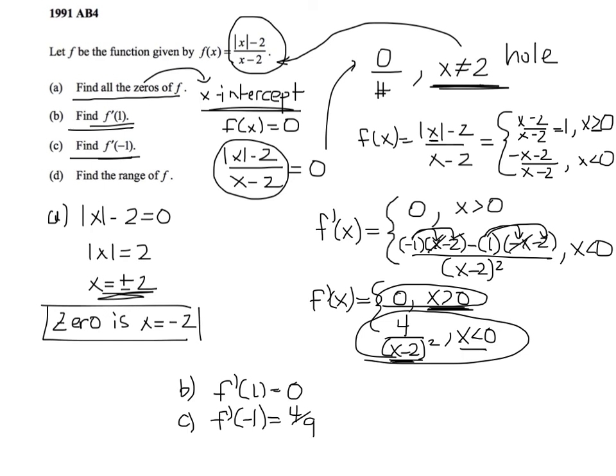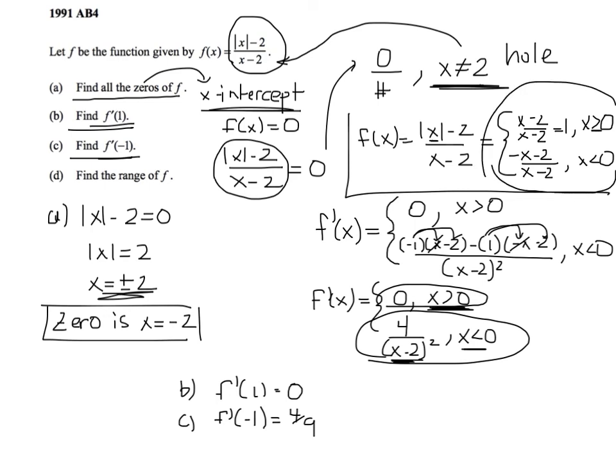Find the range of f. Well, to find the range of f, I really need to graph the original function. So I'll do a quick sketch of it right here in the middle of my page. I'm kind of running out of room. But you know a couple things. First of all, you know there's a 0 at -2. So I know it crosses at -2. And then I know greater than or equal to 0, it's a horizontal line at 1.